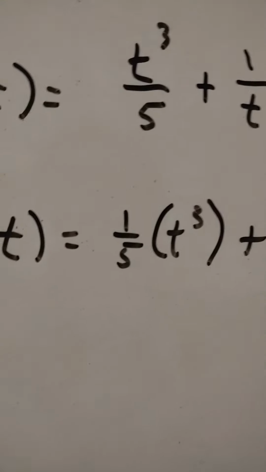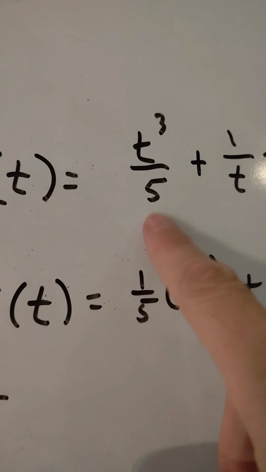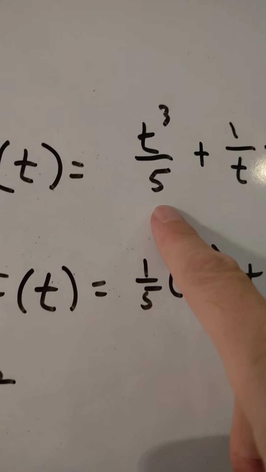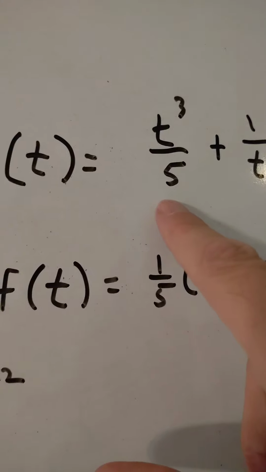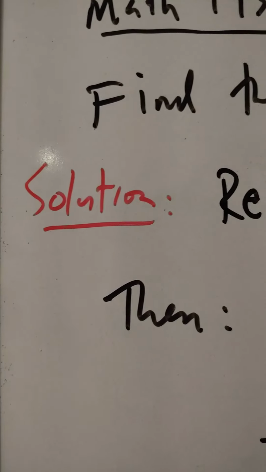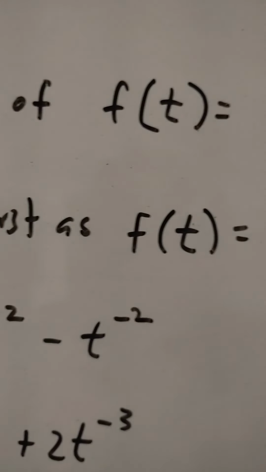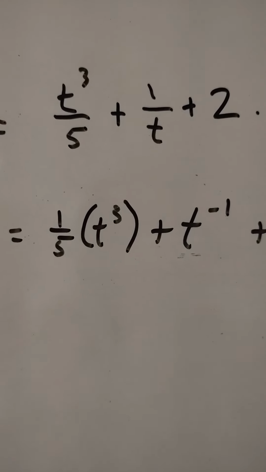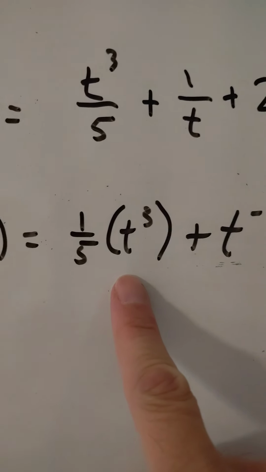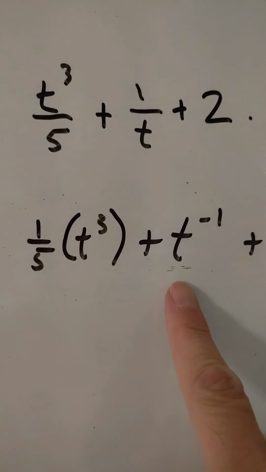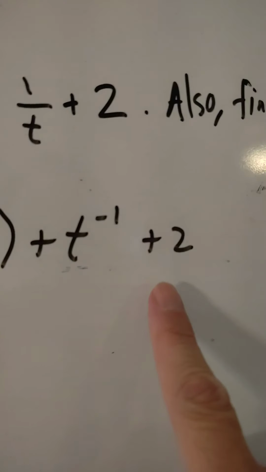Alrighty. First thing I want to notice here is that for this expression, we do not need the quotient rule. You could use the quotient rule. It's unnecessary though, because this is just a constant. So what I did first was rewrite. For a solution, it's best to rewrite f of t first as this. So I took out the 1/5 and then multiplied it by the t cubed. And then I rewrote 1 over t as t to the negative 1. That way it's more derivative friendly, plus the 2.